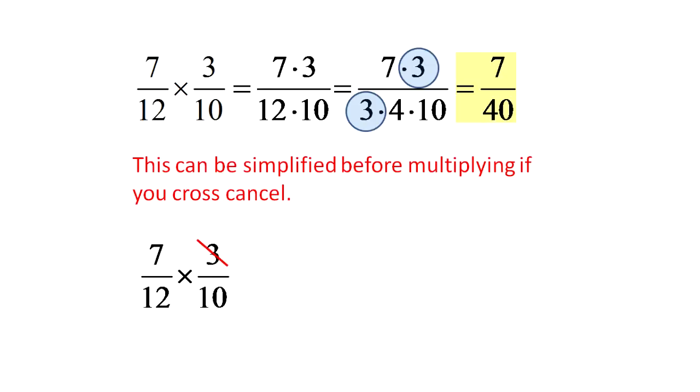3 divided by 3 is 1. 12 divided by 3 is 4. Now I multiply straight across. 7 times 1 is 7. 4 times 10 is 40. And I get my answer just like that. This can save you a lot of time because it's usually easier to simplify early than later.